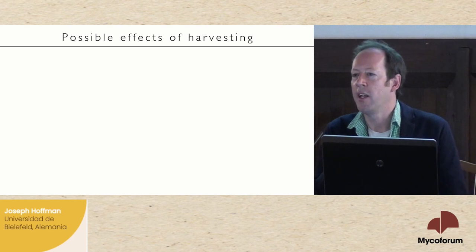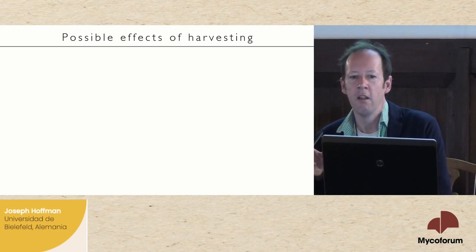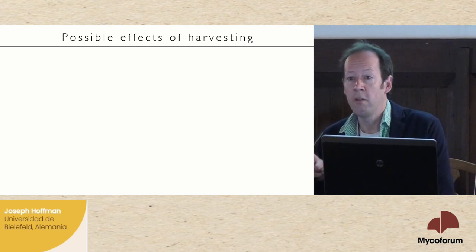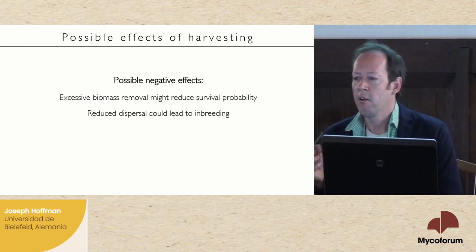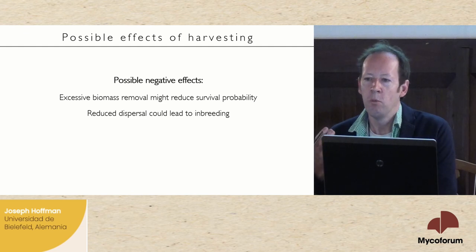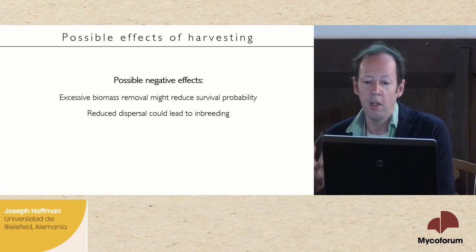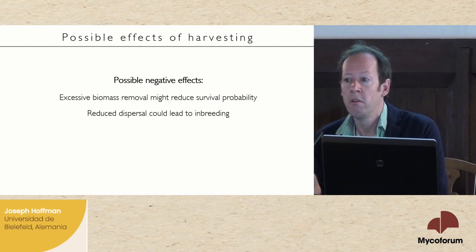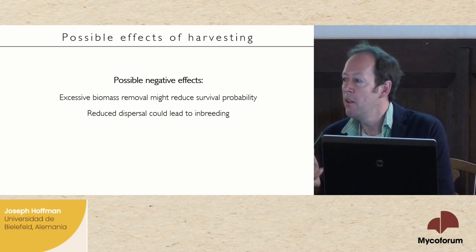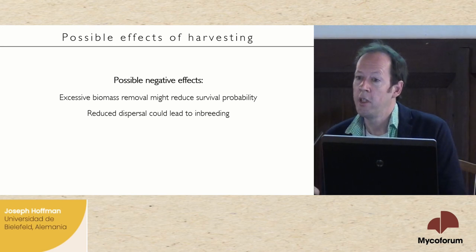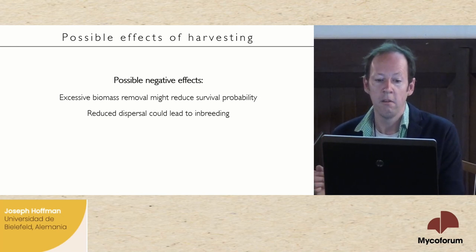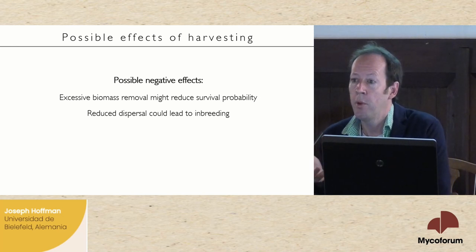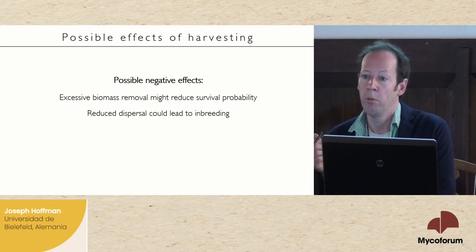So I want to speculate on the possible effects of harvesting, and I'll emphasize that this is pure speculation because we have no idea. There are some possible negative effects. One might be that if we remove too much biomass from an individual, it might reduce its survival probability. This might not be important for large and well-established genets, but it might be important for newly established and small genets. Also, the process of trampling might reduce the survival probability.